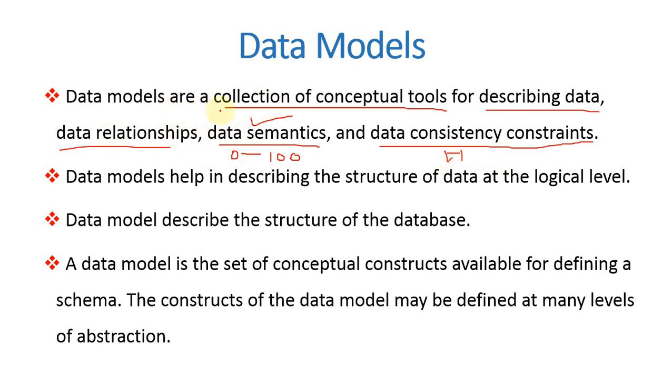So data models are the collection of conceptual tools. While creating the database and the tables, we are going to apply all these things. Then data models help in describing the structure of data at the logical level. In the three schema architecture, I have explained the middle level or view, that is the conceptual view. In that, we are going to describe the structure of the data, the structure of the table, the structure of the database, and the structure of each and every attribute. Okay, the data model describes the structure of the database.